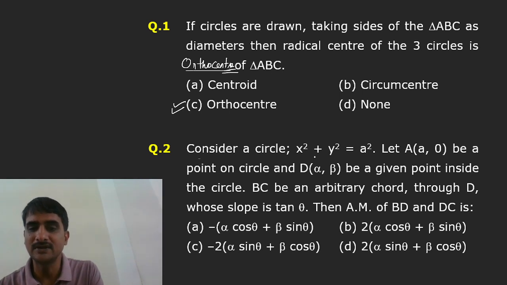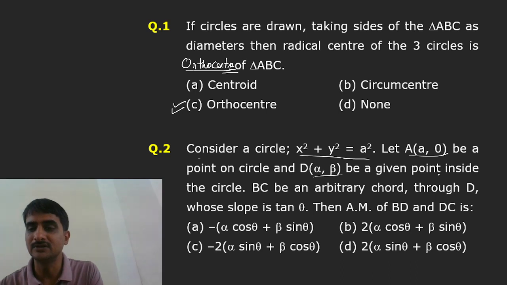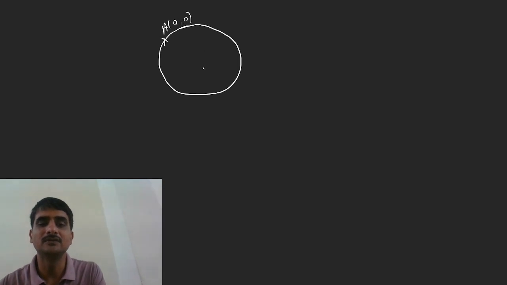Consider the circle x square plus y square is equal to a square. The point A comma 0 is on the circle, and of course alpha comma beta is a given point inside the circle. BC is an arbitrary chord whose slope is tan theta. Find the AM of BD and DC. So the situation is something like this: there is a point A, which is a comma 0, and there is a point D. Actually, there were a few more parts of this question.